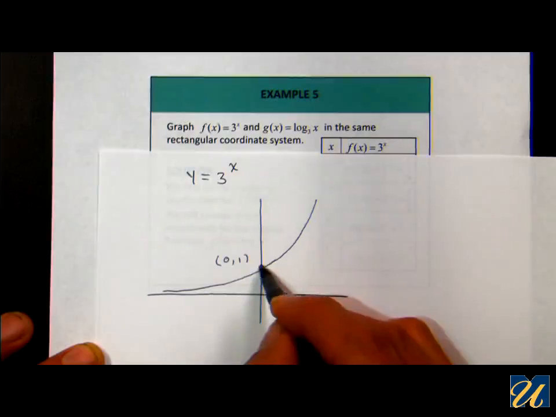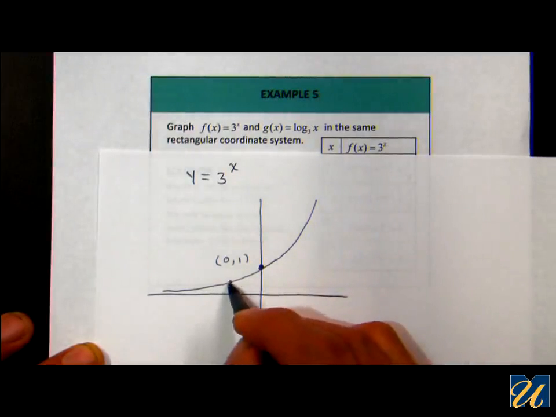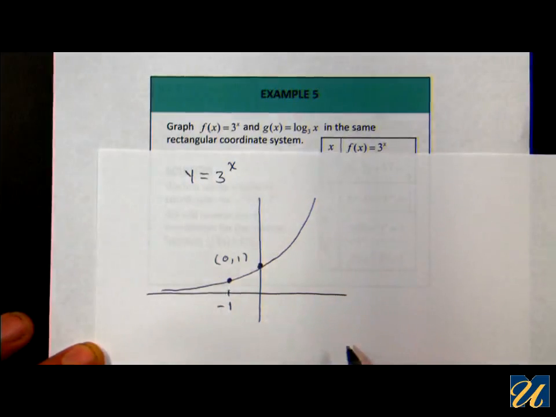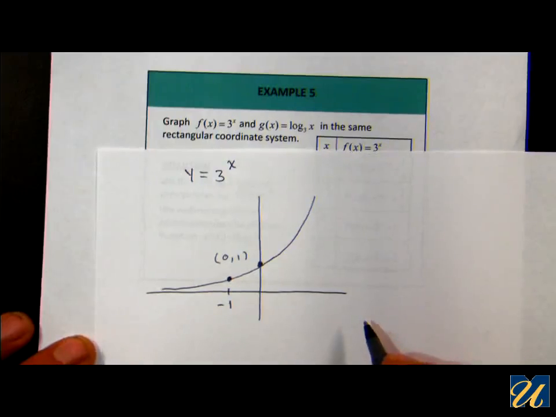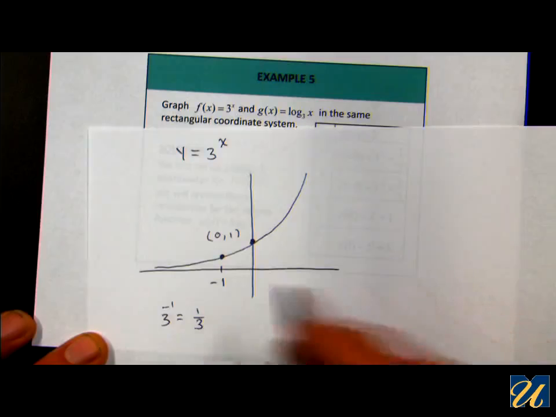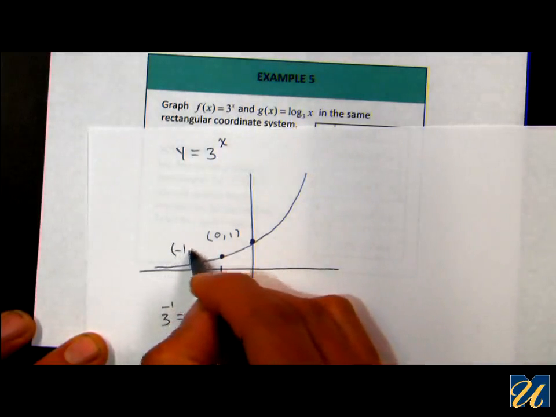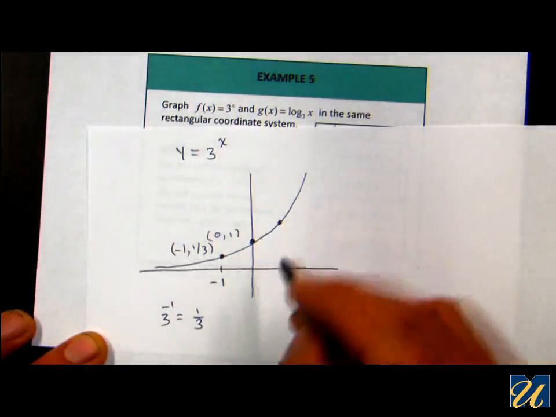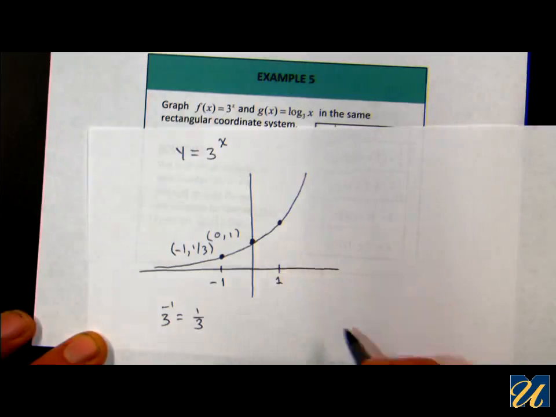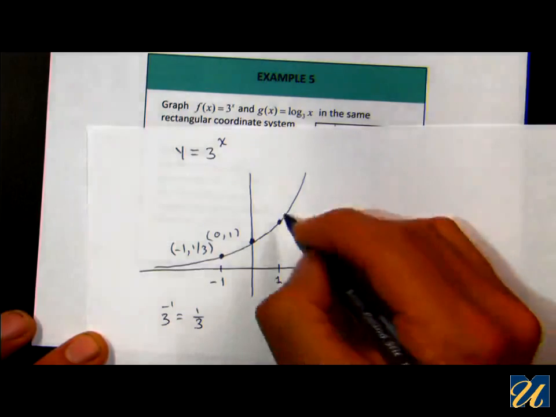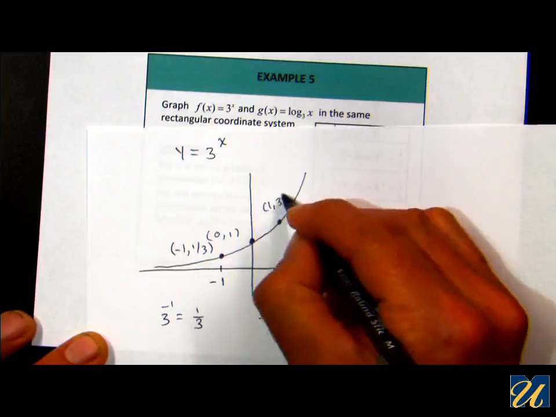Let's put another point or two on the graph here. So we'll have a point over here. Let's say that that's negative 1. So negative 1, which we did before, 3 to the power negative 1 is 1/3. So that gives us another point there, which is negative 1, 1/3. And let's put another point on the graph here. Let's say that's positive 1. And from our previous work, 3 to the first power is 3. So this is the point 1, 3.